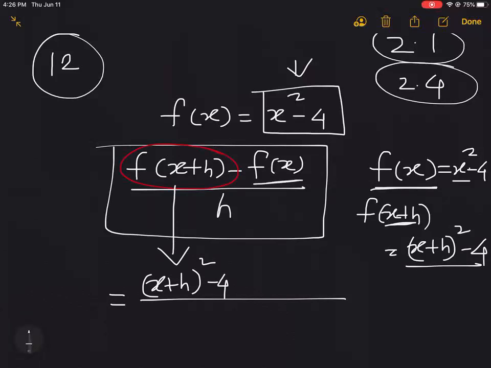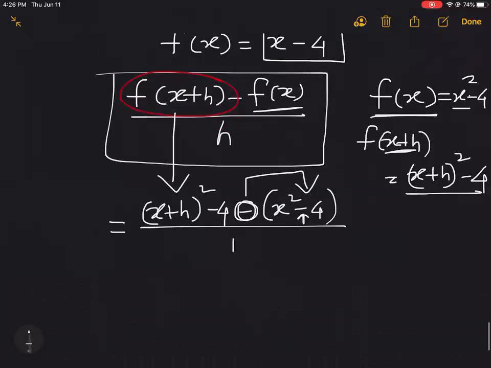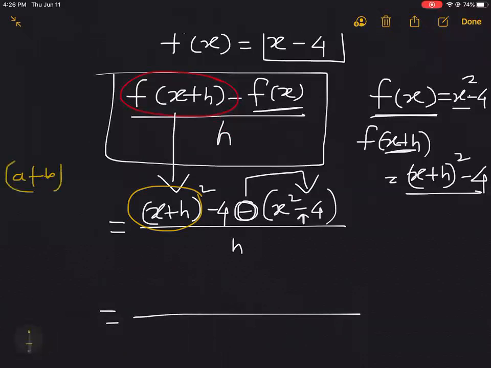And of course, we know what our f of x is. So minus x squared minus 4. I'll use parentheses so that this negative sign doesn't create any problem. Okay, now let's simplify it. I'll simplify this by using the a plus b quantity squared formula. So this will be x squared plus 2xh plus h squared minus 4.